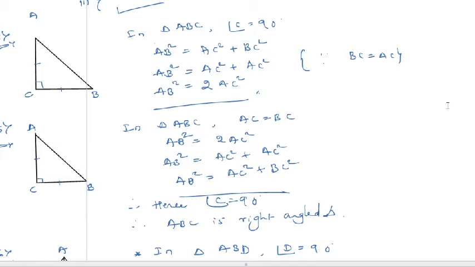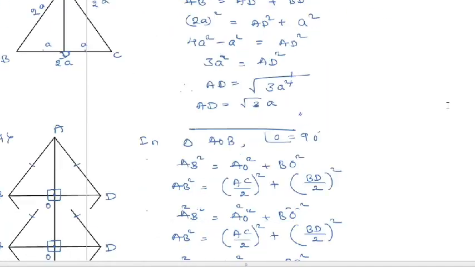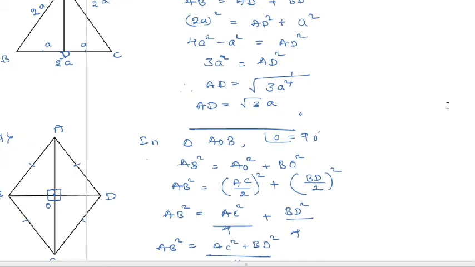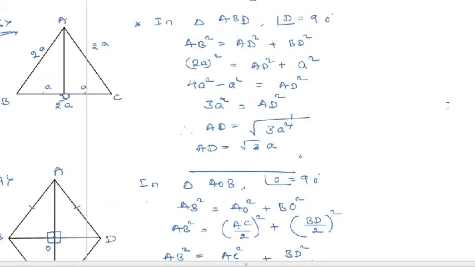Now, problem number 6. ABC is an equilateral triangle of side 2a. Find each of its altitudes. It is an important problem.